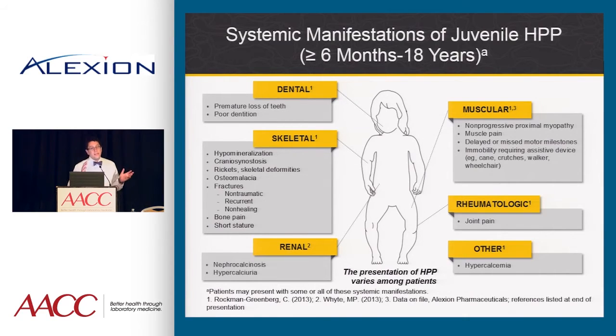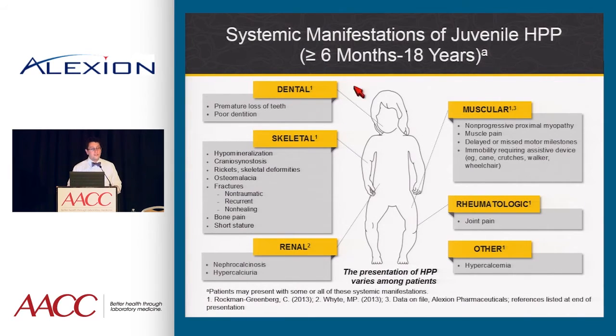If you're able to make it out of the perinatal infantile period and make it into later on in life, you're then given the diagnosis of juvenile or later on adult HPP. But we have to recognize the systemic manifestations remain. The disease just doesn't get better. We just see a different manifestation of the disease.